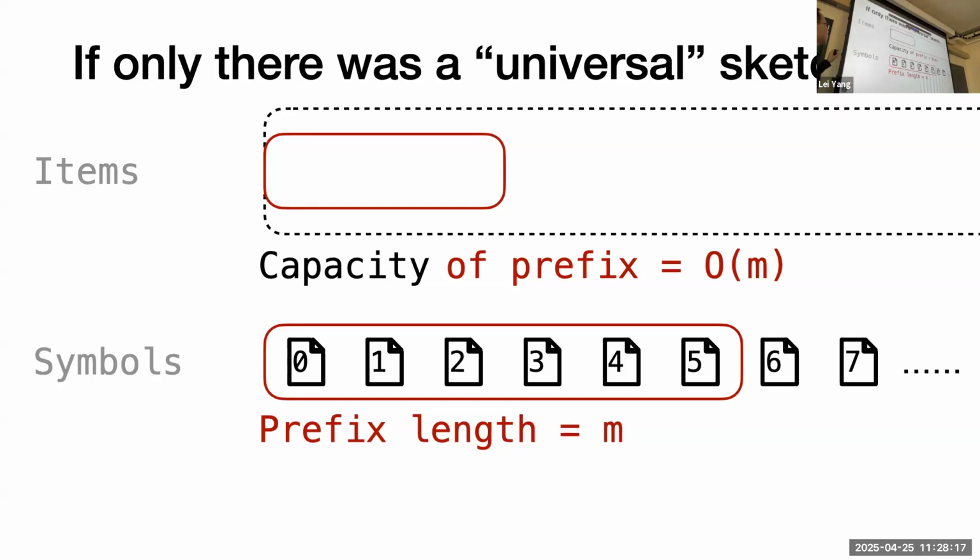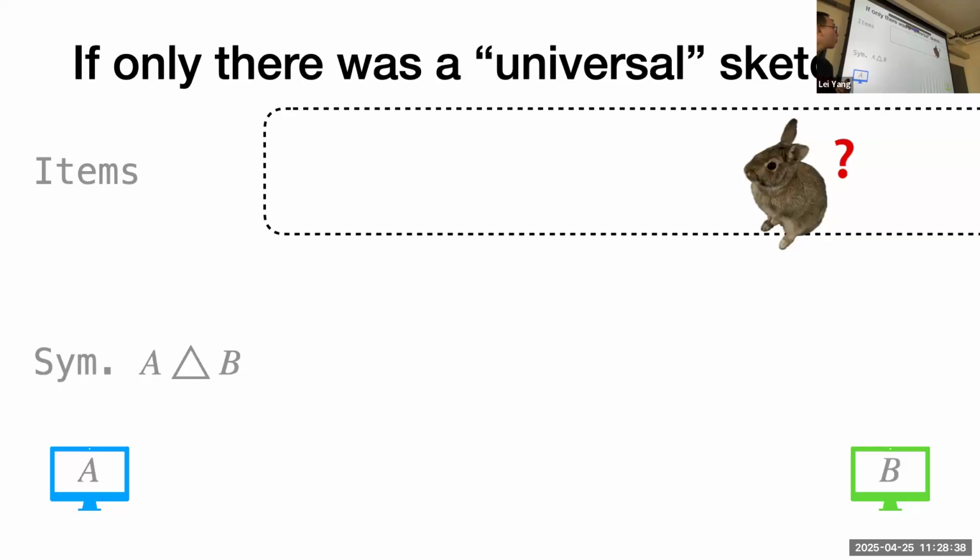So for example, if this universal sketch is infinitely long, it has an infinite number of symbols, but each prefix of length m is also a valid sketch, and this prefix will have a capacity that is on the order of, linear to, its length m. So that would be very useful, because the way we can use this sketch is that Alice and Bob don't really know the size of the symmetric difference, right?